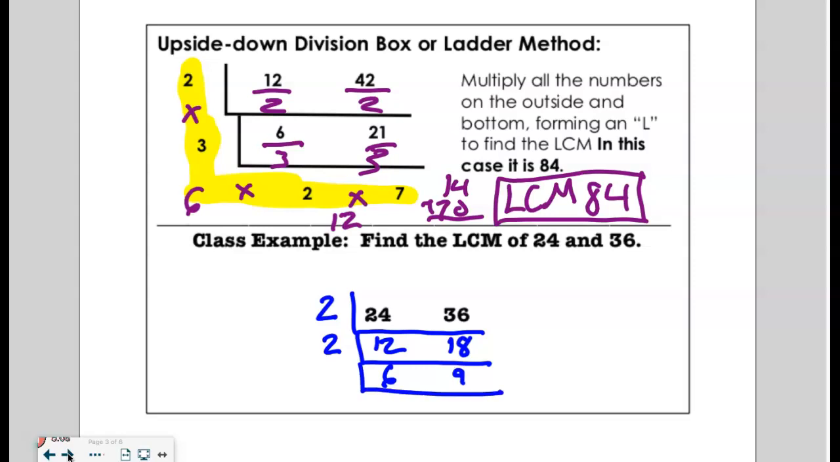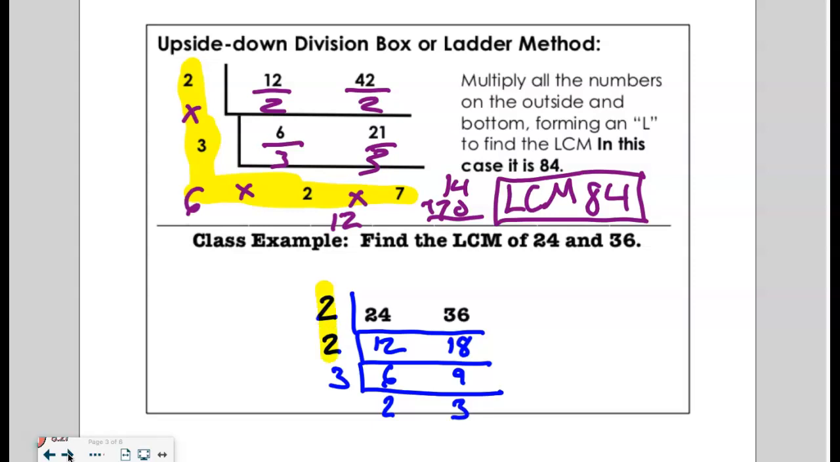So now what is our smallest prime number that goes into both 6 and 9? That would be 3. So 3 goes into 6 2 times. 3 goes into 9 3 times. So we have all prime numbers.